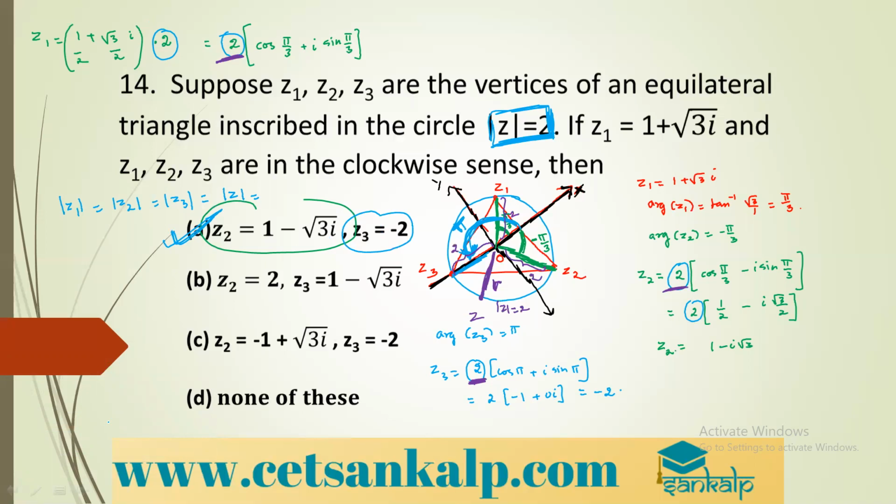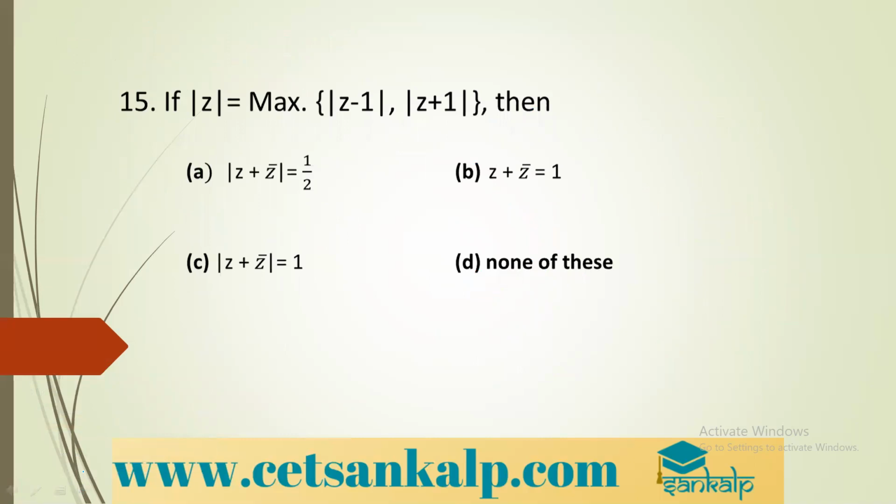Next, we can go to question number 15. If modulus of Z is maximum of modulus of Z minus 1 and modulus of Z plus 1, then which of the options will be correct? So first of all, modulus of Z is maximum of this or this. They are saying modulus of Z will be one of these two, whichever is maximum.